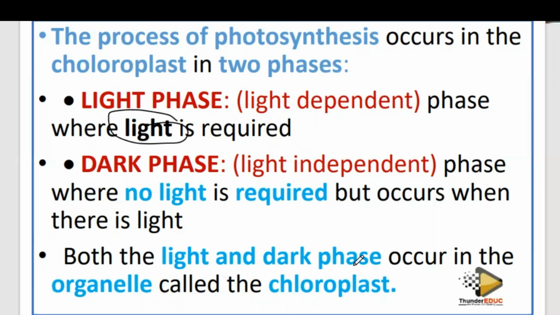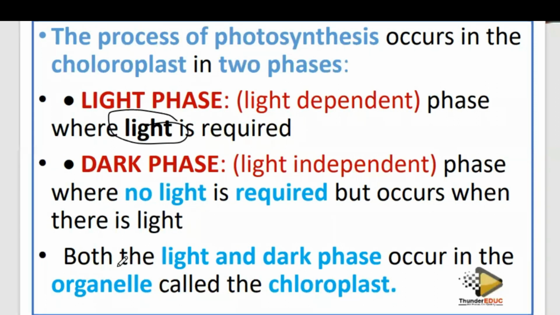These two occur concurrently, meaning that when this one is occurring, the other one is also occurring. But if light goes and the dark phase hasn't finished, it continues until it finishes. However much light is there, it is not needed in the dark phase. It's not a must that the dark phase must occur at night only. It occurs when the light is there, but that light is not needed.